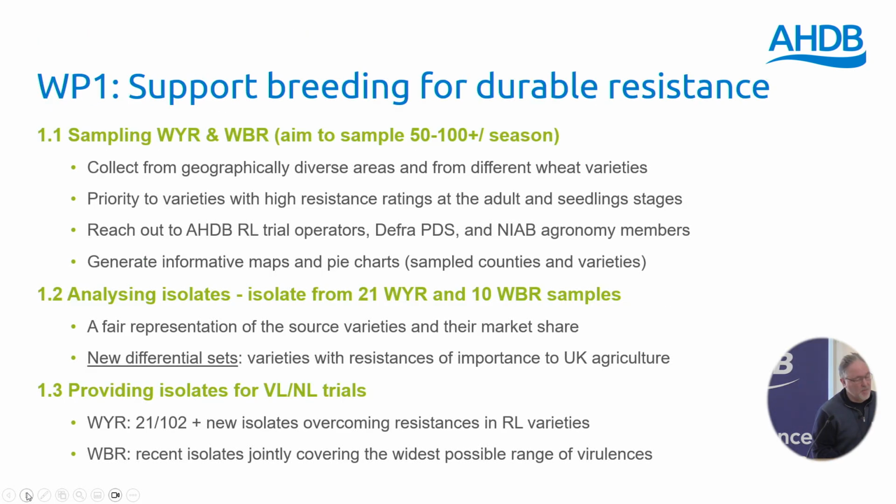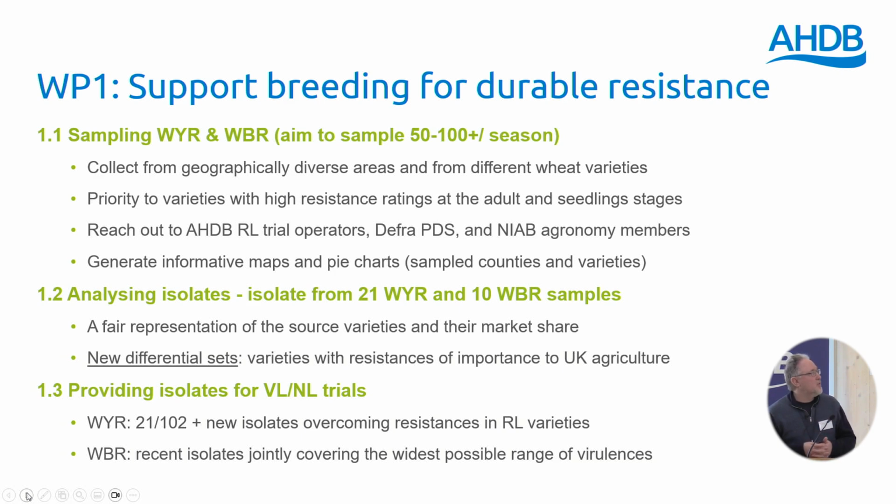Okay. So a little bit more about work package 1, which is supporting breeding for durable resistance. So objective 1.1 is to sample wheat yellow rust and brown rust varieties. We aim to receive 50 to 100 different samples for those pathogens throughout the season. So we will focus on collection from as many geographically diverse areas as possible, and from as many different wheat varieties as possible as well.